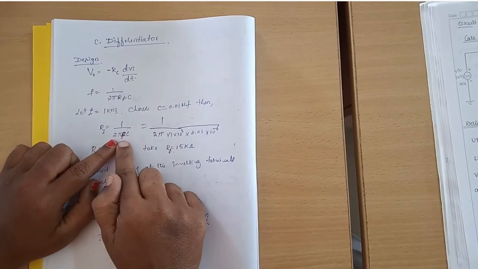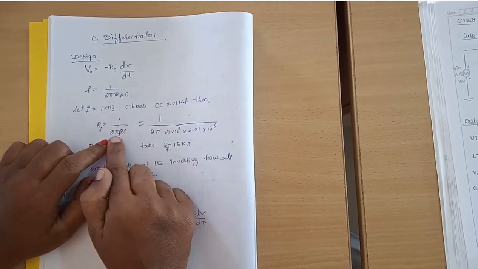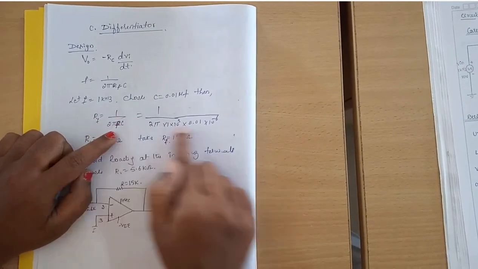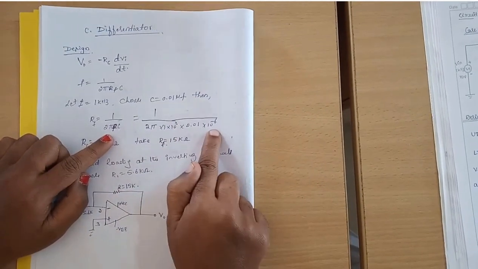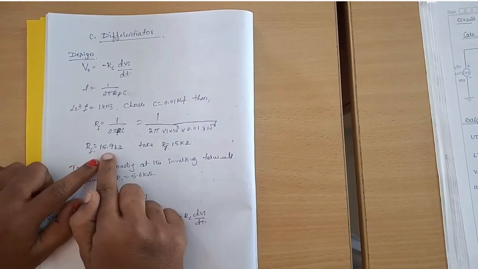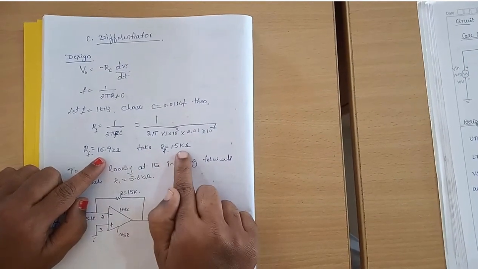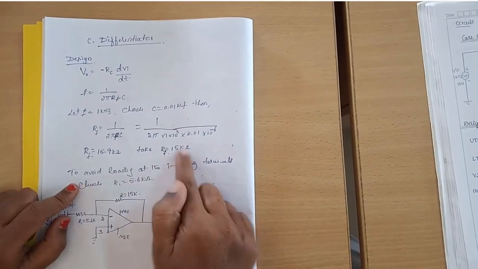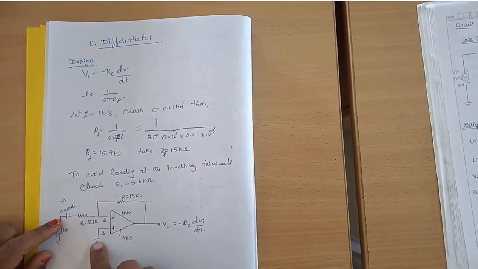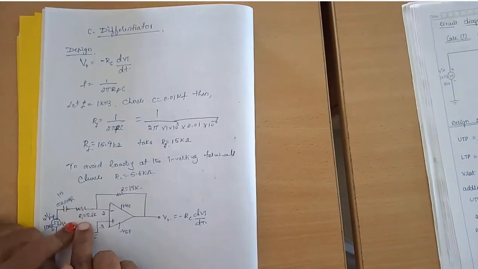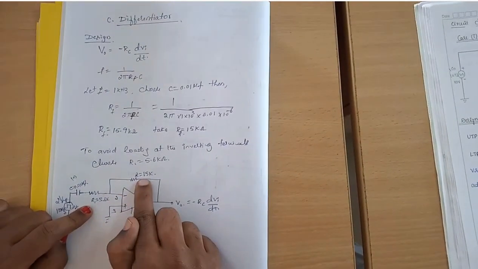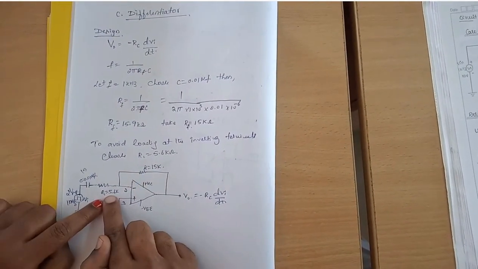Substitute the values in the formula, F equal to 1 kilohertz and C equal to 0.01 microfarad, which is 10 power minus 8 farad. So we get RF equal to 15.9K, and as a standard value of resistor we are taking RF equal to 15K. To add loading at the inverting terminal, let us choose R1 equal to 5.6K. So RF is 15K and R1 is 5.6K.